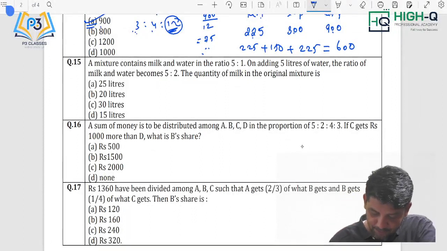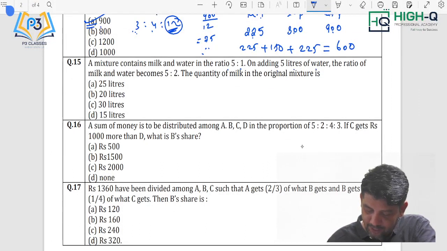Next, sum number 15. What is it? A mixture contains milk and water in the ratio of 5:1. On adding 5 liters of water, the ratio of milk and water becomes 5:2. The quantity of milk in the original mixture. Fine. Let me take option A, trial and error method. Mixture contains milk and water in 5:1 ratio. So, if milk quantity is 25 liters and water quantity is 5 liters. Am I right, my dear?